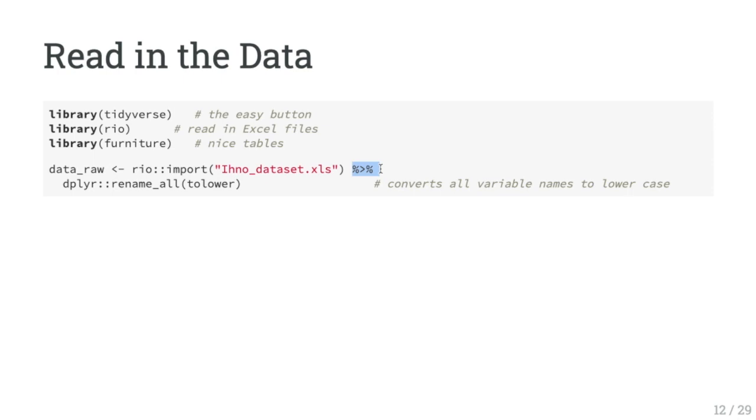And then, the pipe, which is just saying "and then", we're going to rename all the variables to lowercase. So we just read in the data, renamed all of them to lowercase, and we're assigning it the name data_raw. Now, whenever we want to access that data, we can go to data_raw.